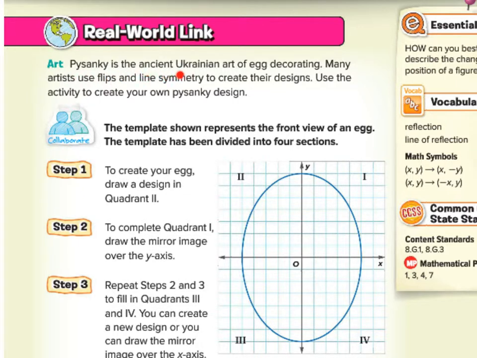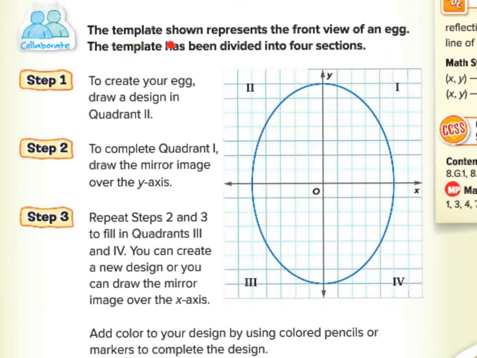Pisanki is the ancient Ukrainian art of egg decorating. Many artists use flips and line symmetry to create their designs. Use the activity to create your own Pisanki design. So you can see here that we have an oval shape which goes across all four quadrants. The template shown represents the front view of an egg. The template has been divided into four sections, or four quadrants.